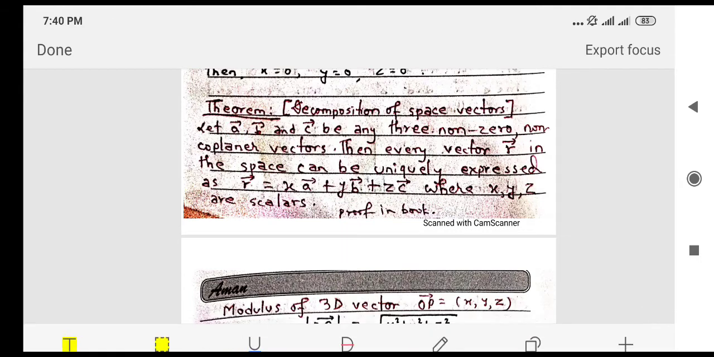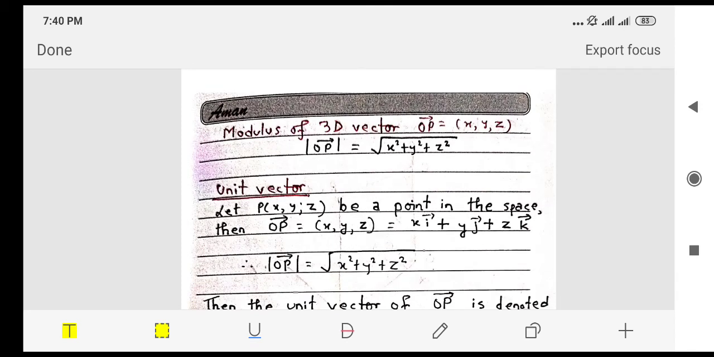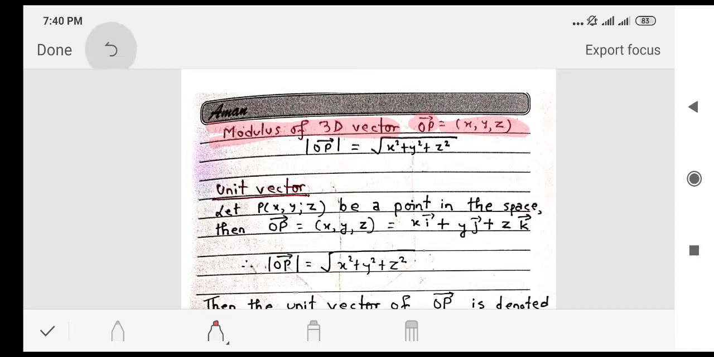So let me go ahead now. Let's go to the next topic, modulus of a three-dimensional vector. If OP vector is equal to (x, y, z), any three-dimensional vector, then its modulus can be calculated as square root of x square plus y square plus z square. Please note down this formula, one of the important formulas. We have frequently used it.